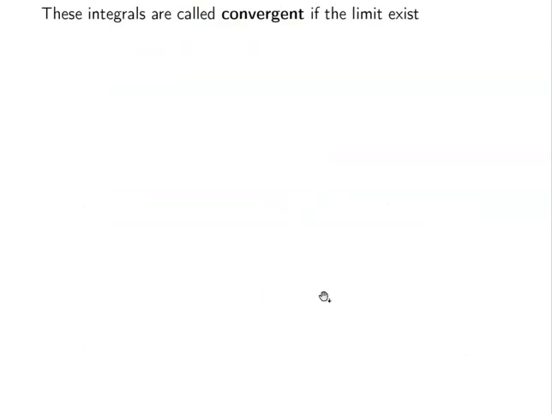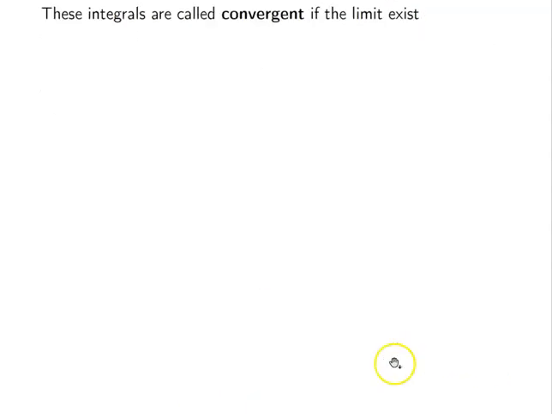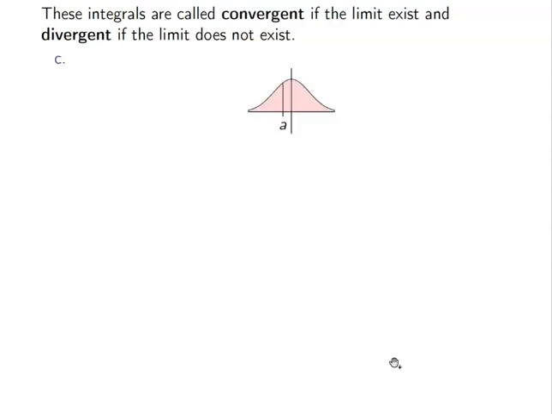Okay. These integrals are convergent if the limit exists, right? So if this limit exists and it goes to an actual value, it is a convergent integral. If it does not converge, then it diverges, okay? And the limit does not exist, meaning it just goes on forever to infinity, most likely, okay?